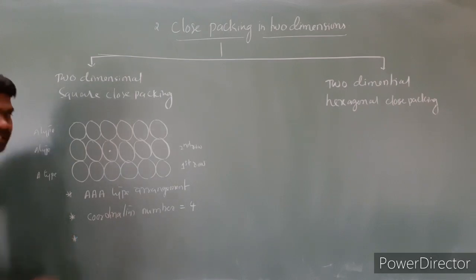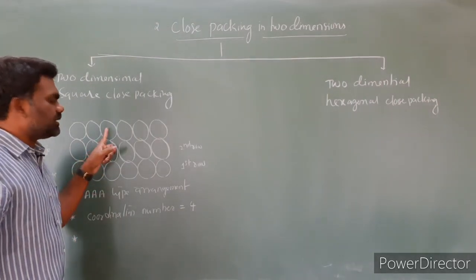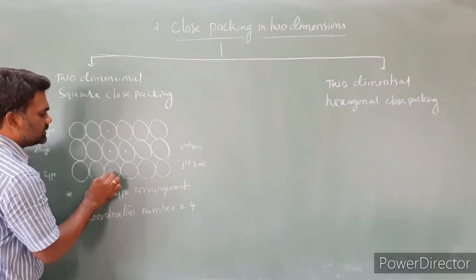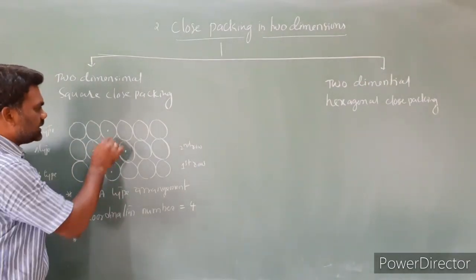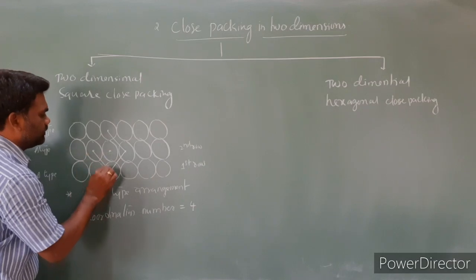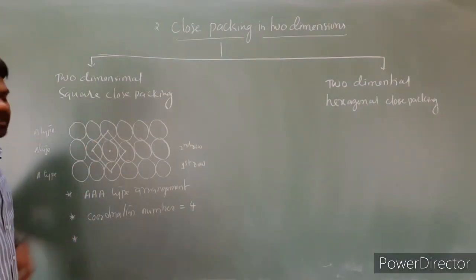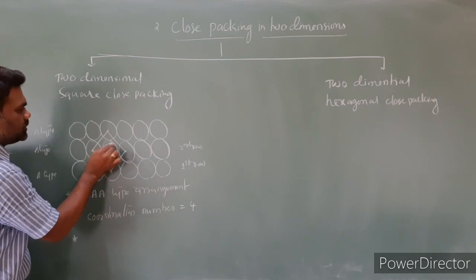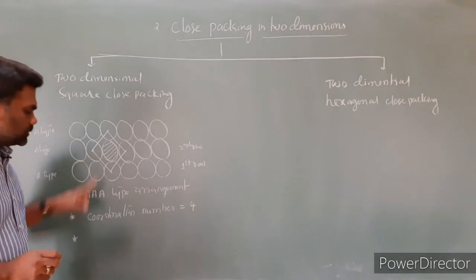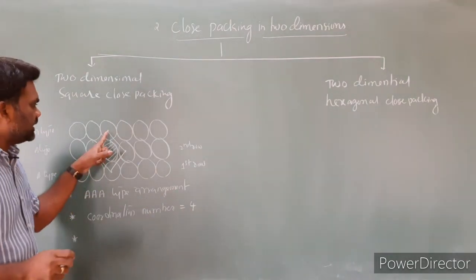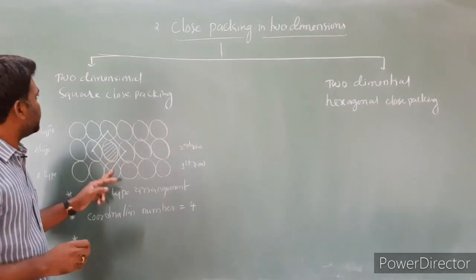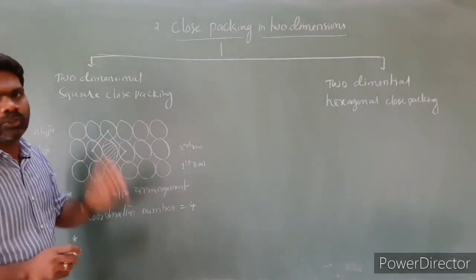And point number 3 is that the centers of the immediate neighbors are joined. This is the sphere I am taking, and the centers of its four immediate neighbors will be joined. A square is formed. Look at this. This sphere is in contact with 4 of its neighbors, so the coordination number is equal to 4. The centers of its neighbors are joined, and a square is formed.